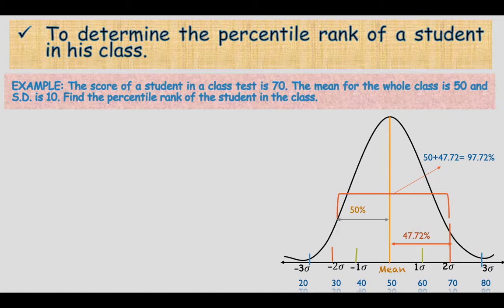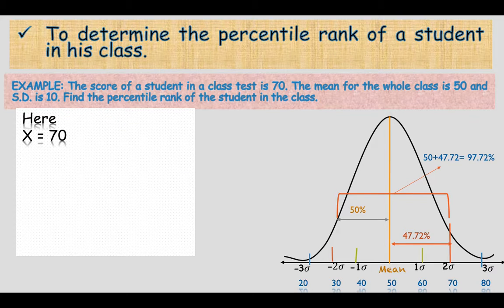This is what we deduced from the graph, but let us calculate it through calculation also. Here we have been given the raw score of the student, that is 70.